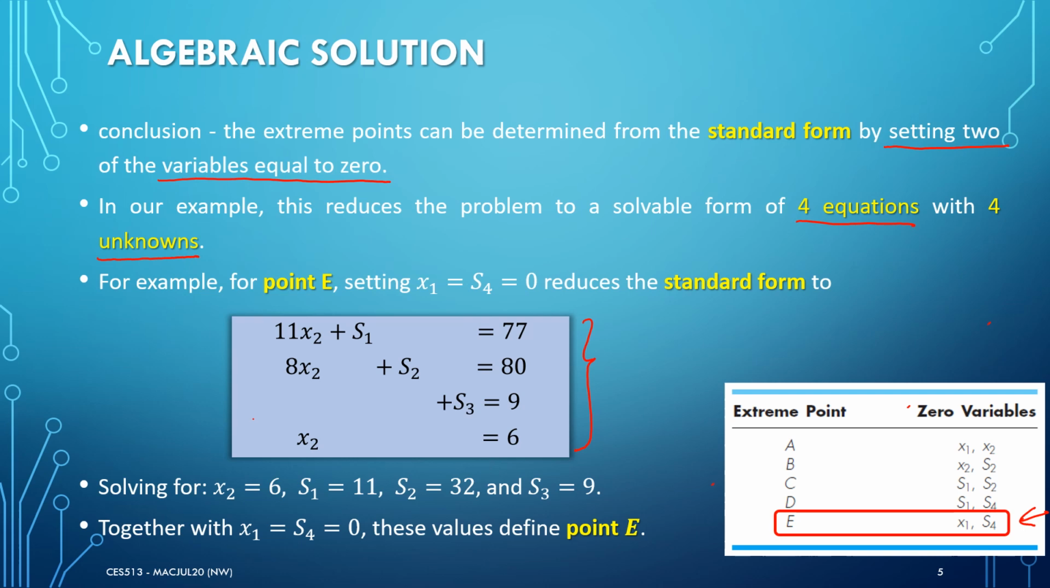which can be solved for x2 equal to 6, s1 equal to 11, s2 equal to 32, and s3 equal to 9. Together with x1 and s4 equal to 0, these values define the location of point E.